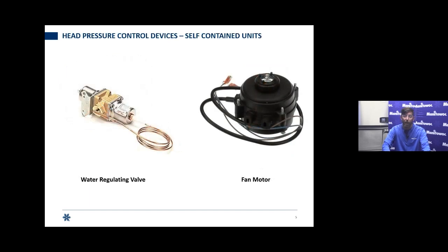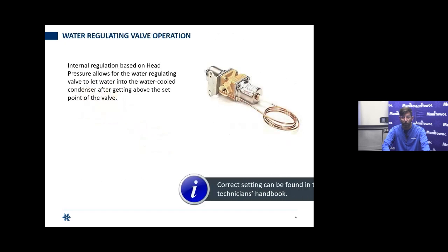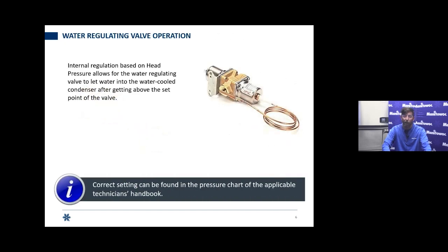So how do we control that head pressure? Well, on the water-cooled system, we use a water regulating valve to let water come through and maintain our head pressure. And on the self-contained air-cooled, we're using a fan motor to get that heat out of that condenser, and that fan motor will be tied in series with a fan cycle control switch. So, water regulating valve operation. It's internally regulated. There's a spring in there to let the right amount of water through, and that's going to control your head pressure. Utilize your technician's handbook if you're questioning anything going on with your head pressure.